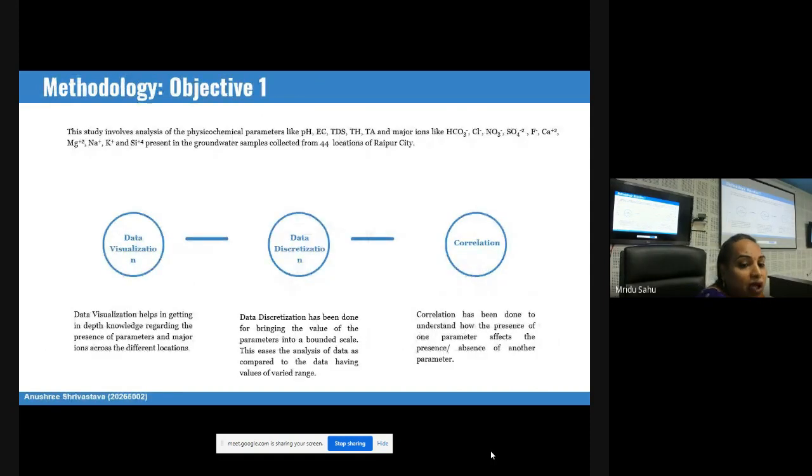So we have done data visualization, data discretization, and correlation. What does it mean by correlations? Because we are finding the correlations among the parameters associated with each other related to the water.